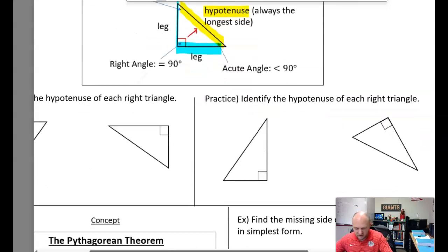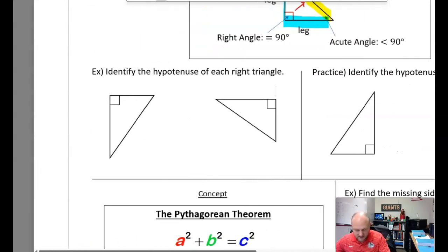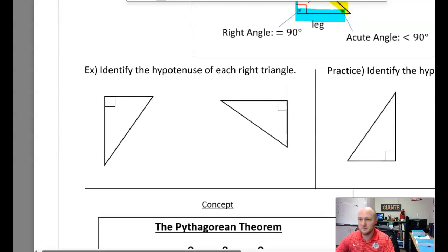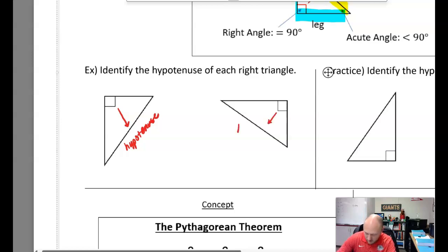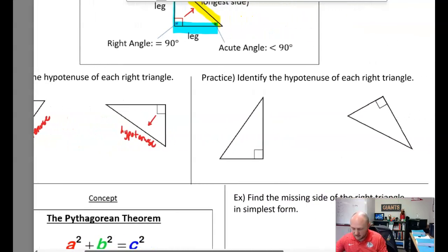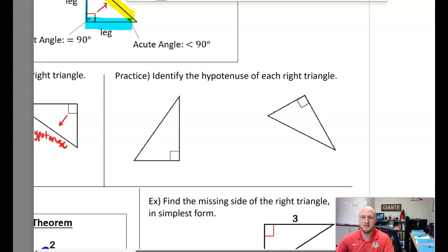So let's start out very, very simple, and we just want to identify the hypotenuse of each right triangle. So pretty straightforward here. Right across from the right angle is our hypotenuse. So there you go. That's it. Not too bad. Example 2, here's my right angle. So the side across from this is our hypotenuse. Okay? Pretty simple. Please take a second. I want you to find the hypotenuse of these two right triangles. Pause me if you need to.